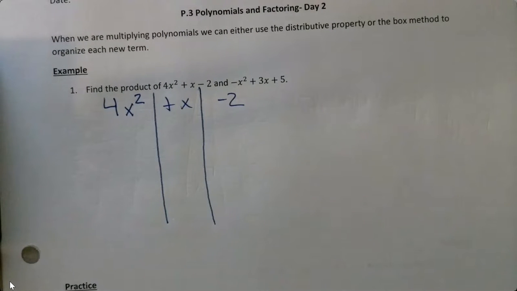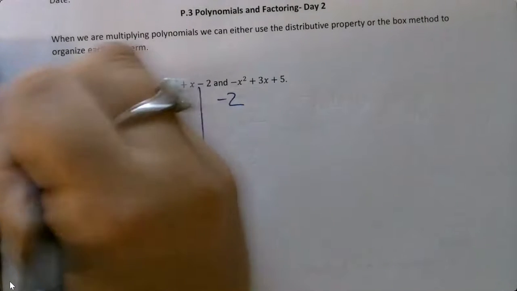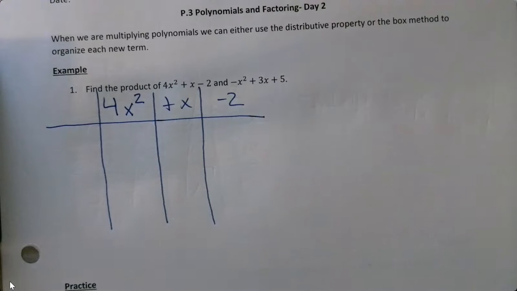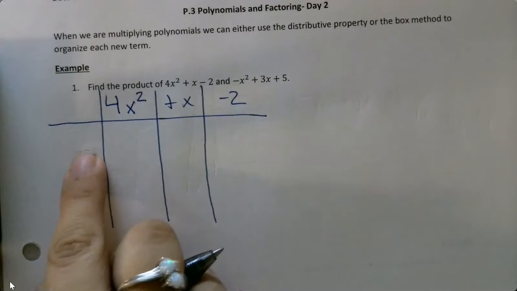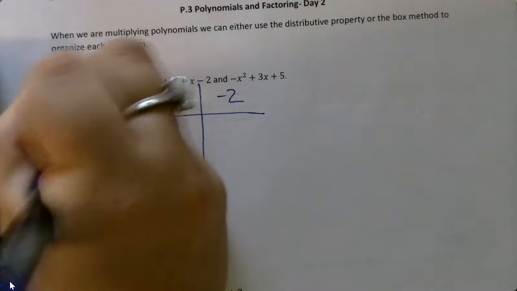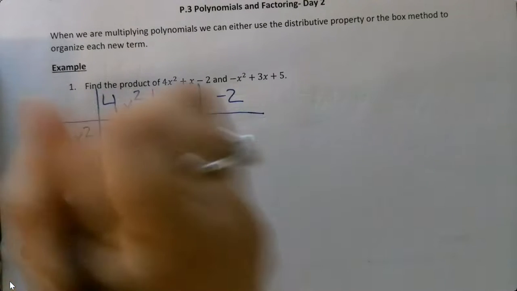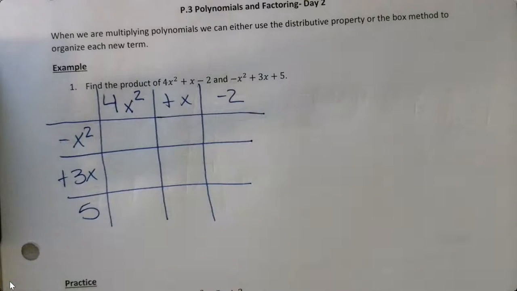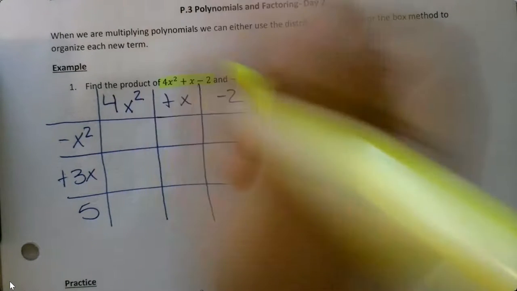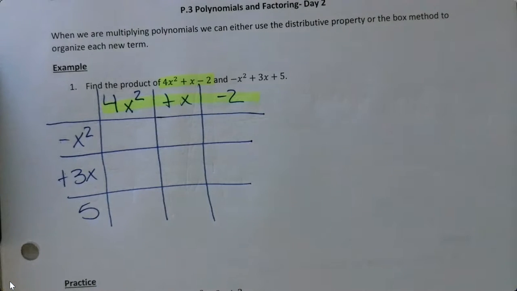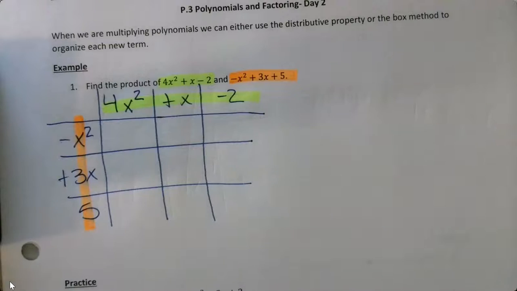And then I keep the signs with each of my numbers. And then in the first column that I have that has nothing, I'm going to write my second polynomial going down. So those also keep their signs. So what I did was I put this on the top and the second one on the side. That part doesn't matter. You still get the same answer in the end. So I could have switched the yellow and the orange ones.